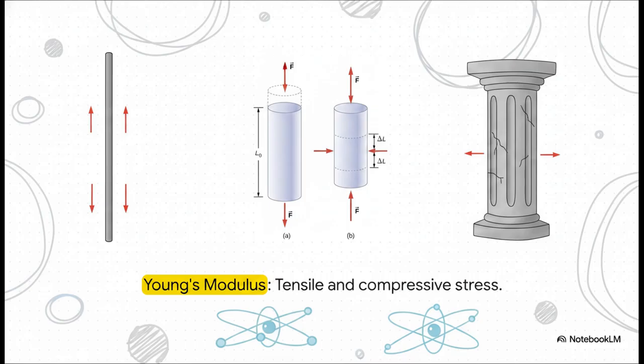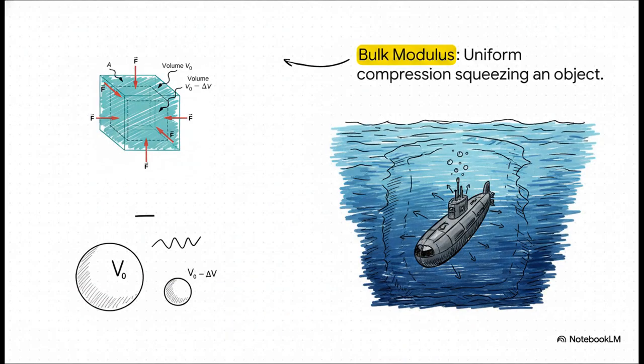Next up is the bulk modulus. Picture a submarine diving deep into the ocean. It's getting uniformly squeezed by water pressure from all sides at exactly the same time. The bulk modulus measures an object's resistance to this all-around compression, which obviously results in a change in volume.